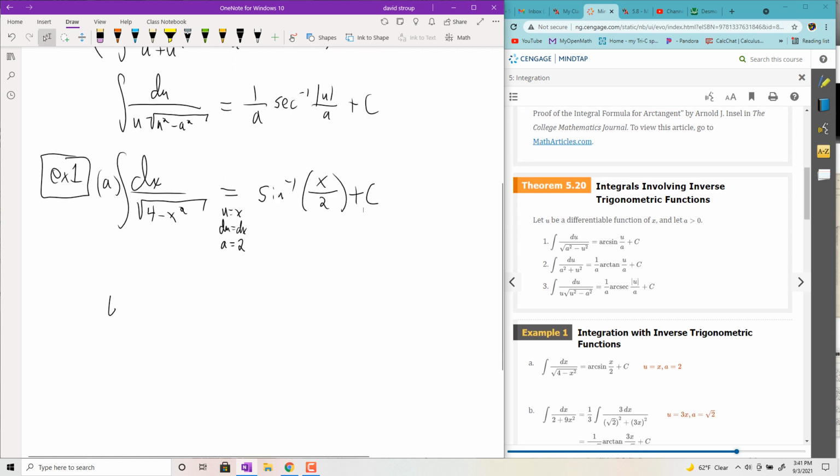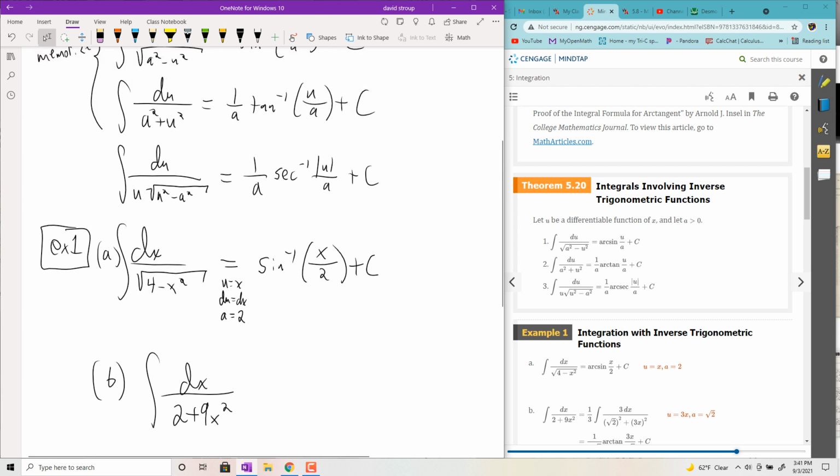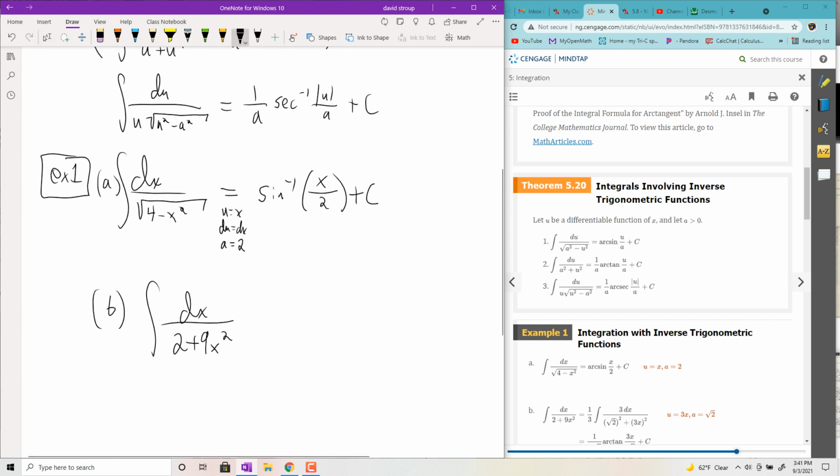Part B is a little more complicated. So we have dx all over 2 plus 9x squared. That is an arctan form, right? It doesn't have the square root. That's the big red flag for us. So this time we'll let u equal 3x, right? Because u squared would be the 9x squared. So our du will be 3 dx. In other words, dx will be du over 3.